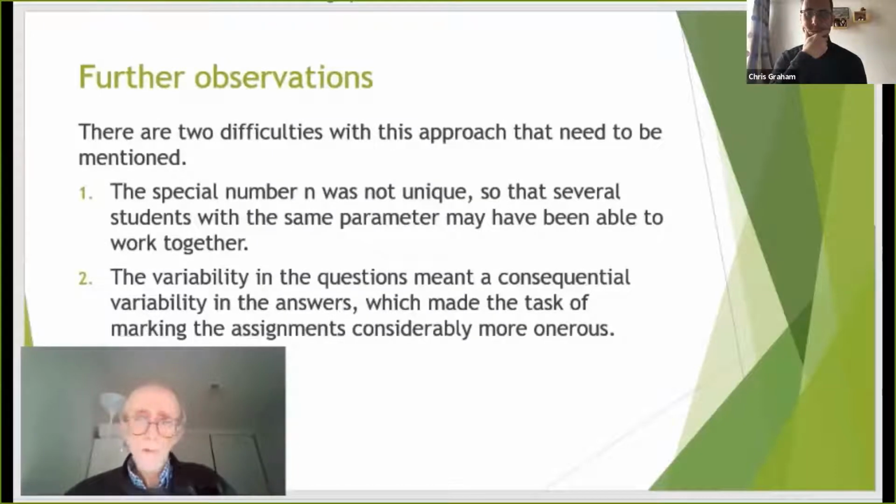Now, there are some problems with the approach. One is that n, the special number, isn't always unique. And the other, of course, is that there's a lot more work in marking assignments that have variable data.